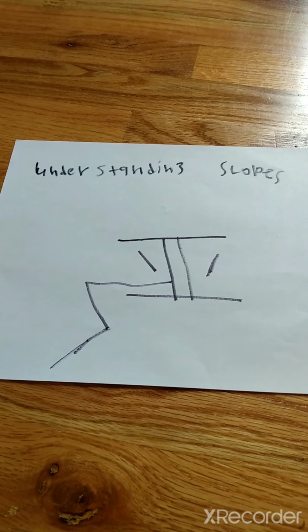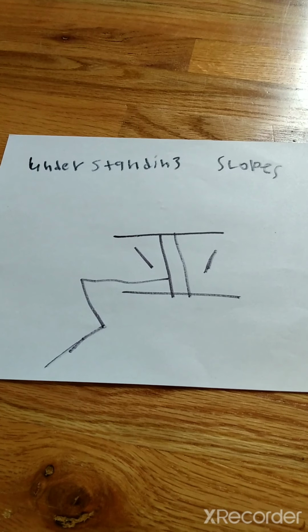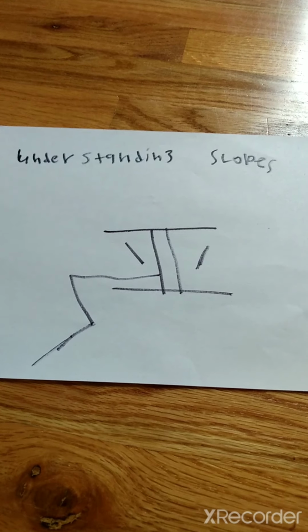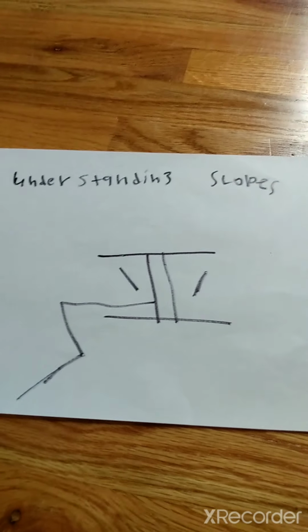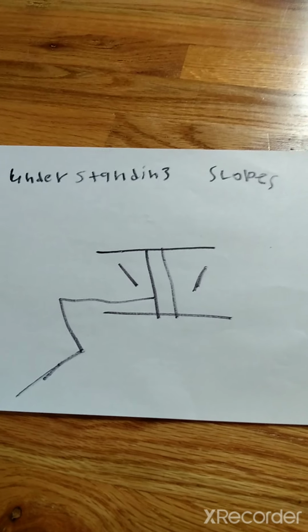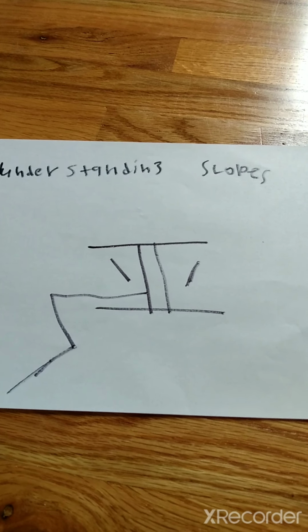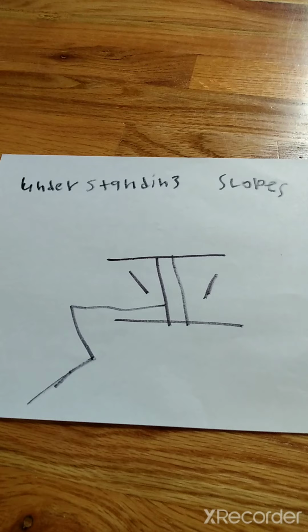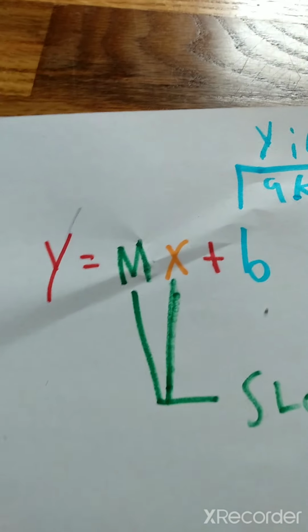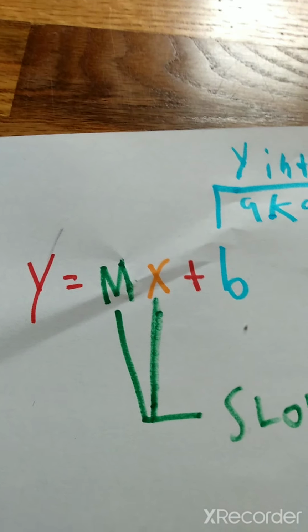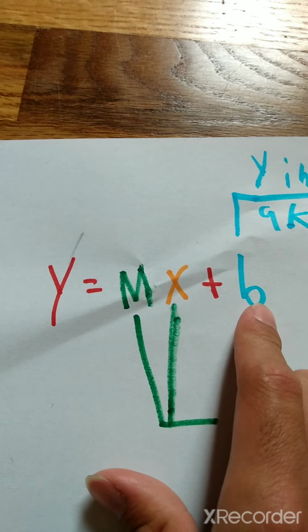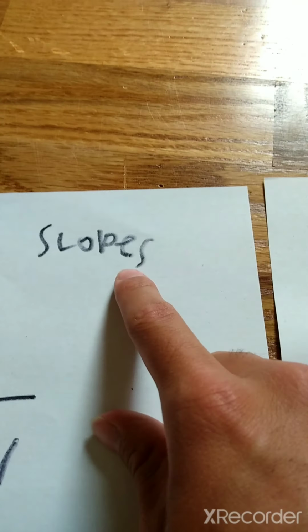Today we're going to be understanding how to read an equation that represents a slope. In the last video, we took a look at how to graph and turn the plots into a slope. But we also have an equation that looks like this: y equals mx plus b. And this equation can represent what a slope is.